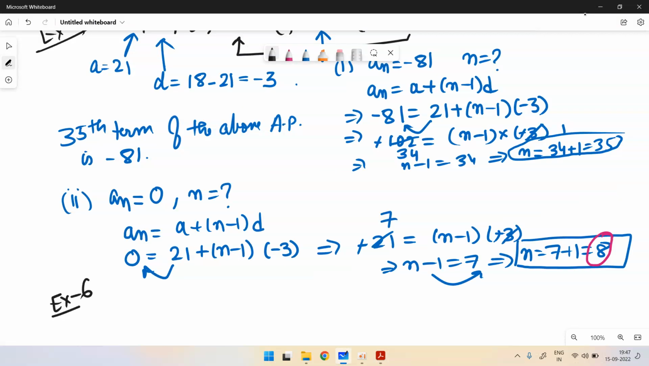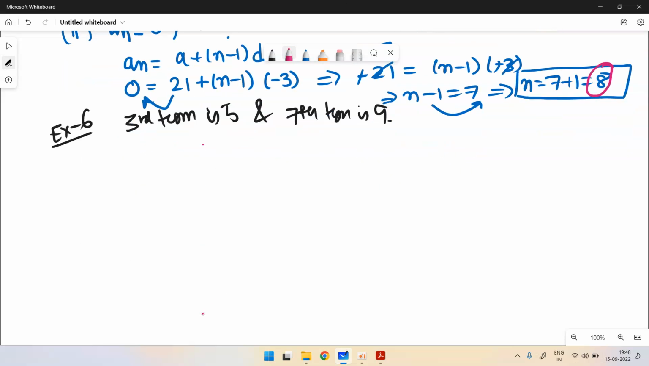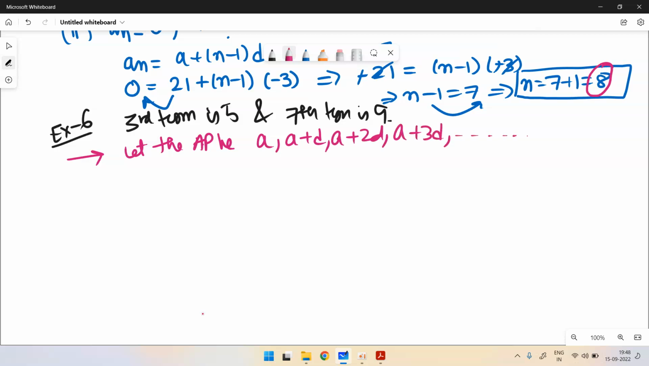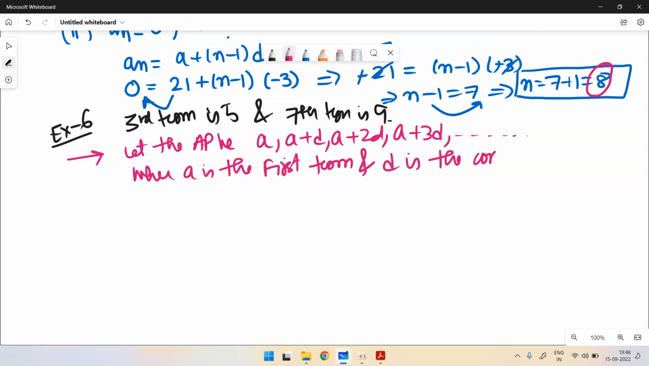It is given that the third term is 5 and the 7th term is 9. What you will do here is assume some series. You can let the AP be a, a plus d, a plus 2d, a plus 3d and so on, where a is the first term and d is the common difference.